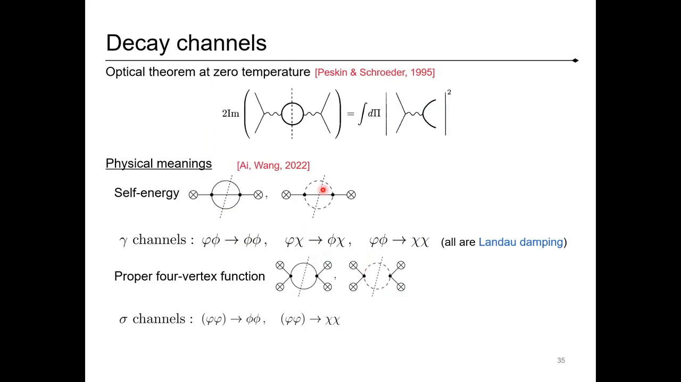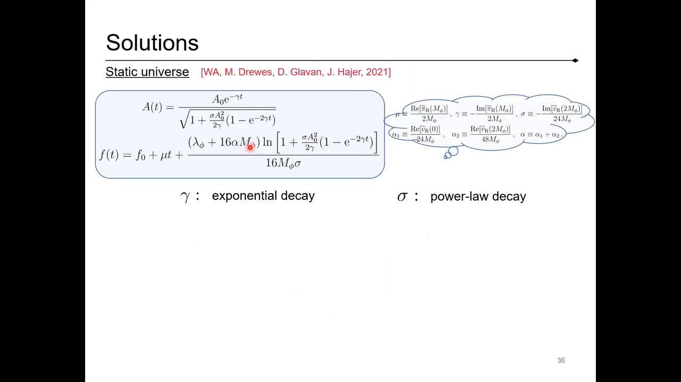So this is the microscopic interpretation for the dissipation, for the damping of the background field motion, as we will see. Now I show you the solution that we obtained for the static universe. In this case, the Hubble constant is vanishing. This is simply a solution for the flat space time. So we will focus on this part.